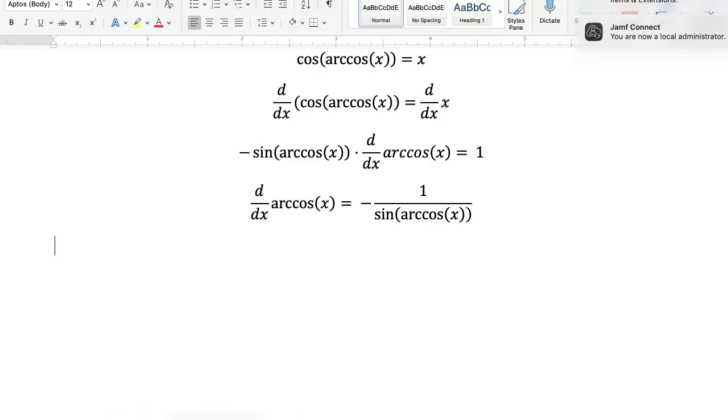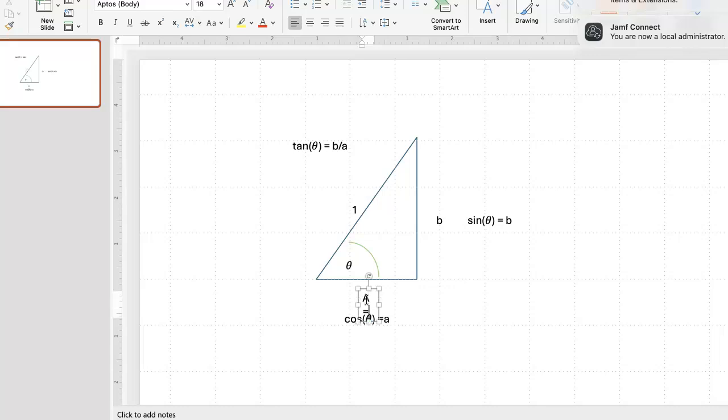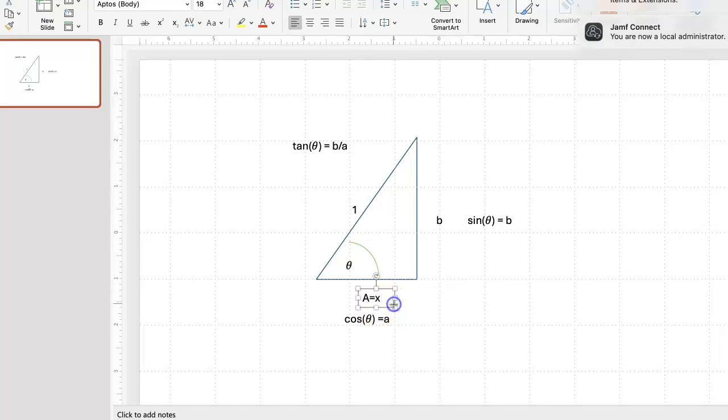So if we go to PowerPoint, we're talking about the cosine. The angle is this theta here. The x in this case, right, is this side. So if the cosine of theta is x, then the arc cosine of x is theta. And so that is where we are.